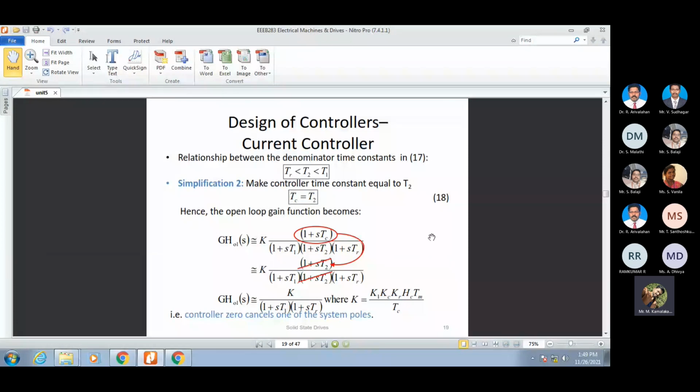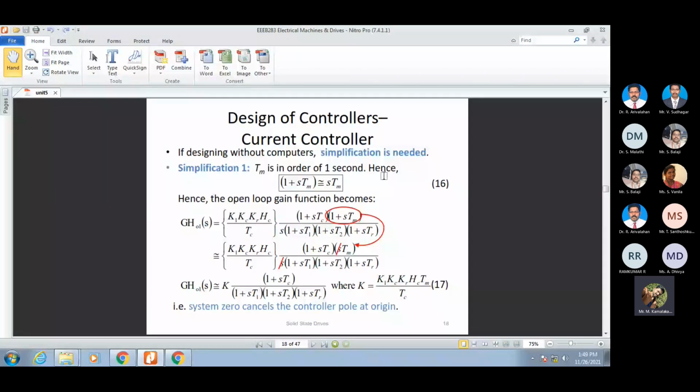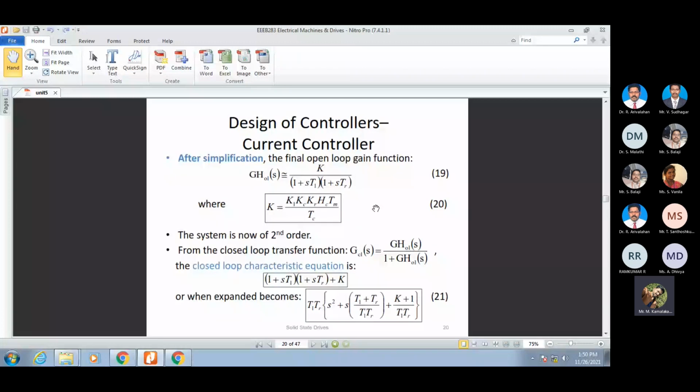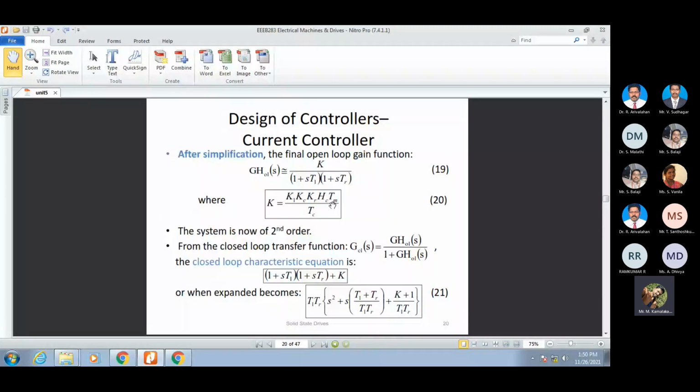So this is how we are simplifying the fourth order system into a second order system for the manual calculation. That is what is represented over here also. If designing without computers, then simplification is much needed for doing the manual calculation. So with this second order system, after getting this open loop function, what we are going to do is find out the gain of this current controller and the time constants. So we have successfully developed this into a second order system.